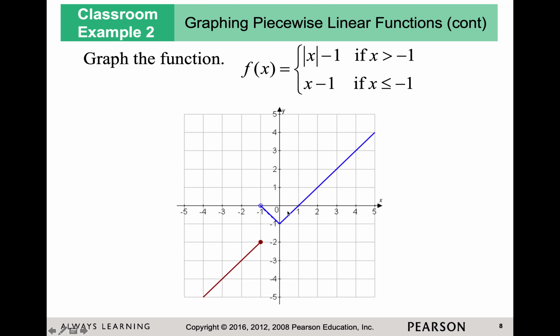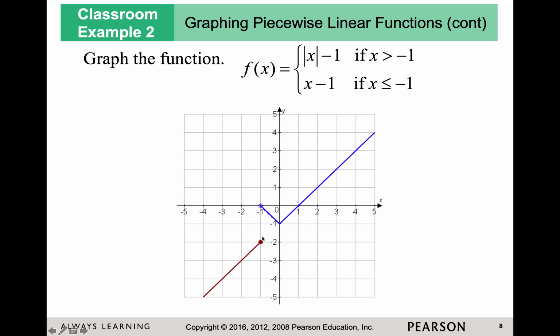Then I'm going to graph x minus 1, which is a straight line, which goes through here. You can use Desmos.com, guys, to help you graph this as well. And then you're going to erase everything that is not less than or equal to negative 1. So I'm going to erase everything here on that line.